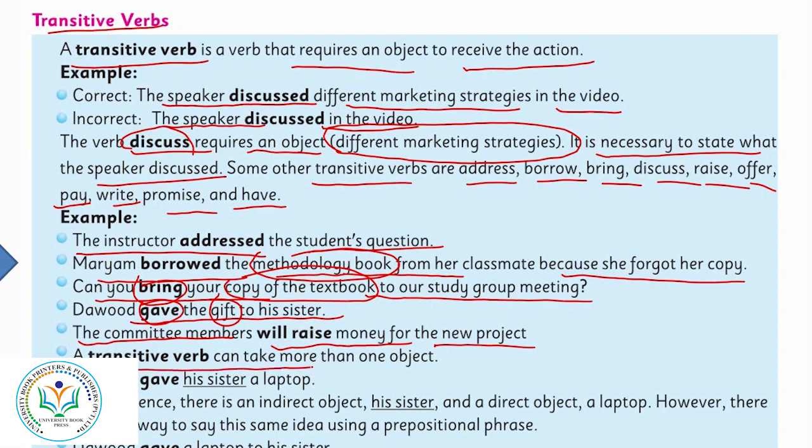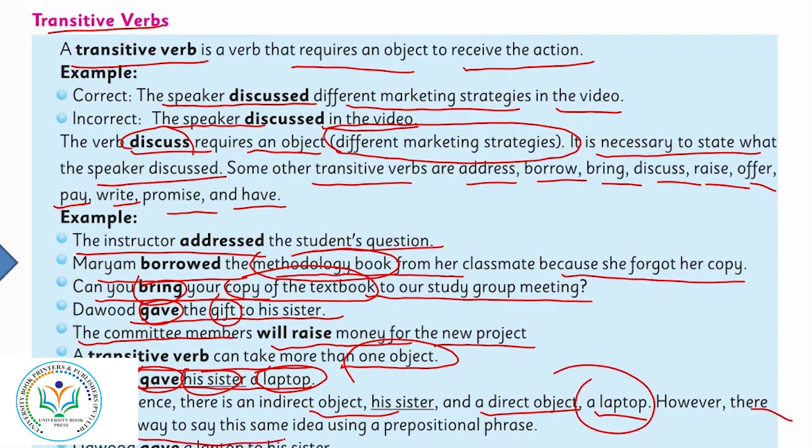A transitive verb can take more than one object. एक से ज़्यादा हो सकते हैं. Daud gave his sister a laptop. His sister और a laptop क्या है दोनों? Object हैं इधर. Gave आपका transitive verb हो गया. In this sentence there is an indirect object, his sister, and a direct object, a laptop. अब indirect क्या है? His sister है और direct क्या है? Laptop है. However, there is another way to say this same idea, which is using a prepositional phrase.